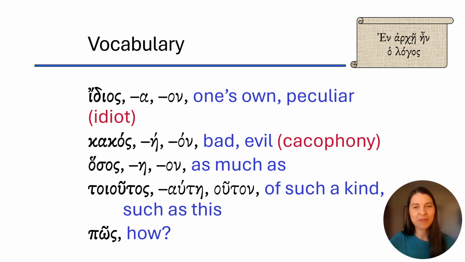And wrapping up, we have some adjectives. You can see how the feminine and neuter forms are also given to you. Idios, one's own, peculiar to oneself. We get our word for idiot. Kakos, bad or evil. We get our word cacophony, a bad sound. Hosos, as much as. Toioutos, toiauté, toioutou, of such a kind, such as this. And pos, our question word for how. This is your chapter, the last one on participles, and we'll be covering more of these pronouns in the next chapter.